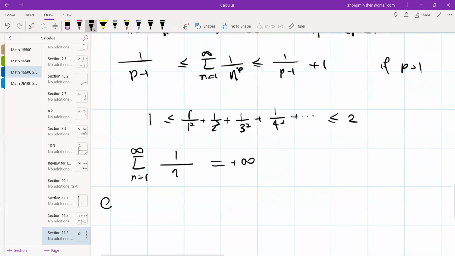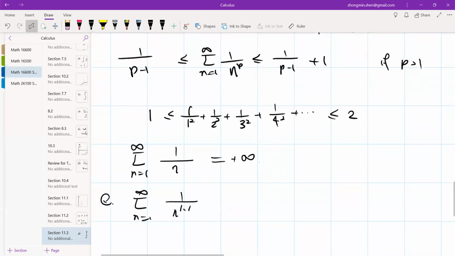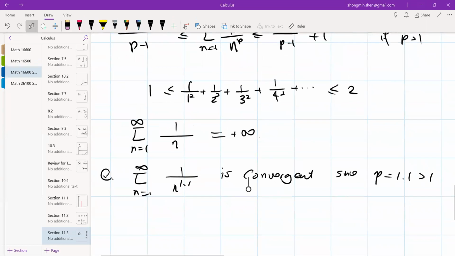How about the next one? I know 1 over n is divergent, and 1 over n squared is convergent. How about 1 over n to the 1.1? So this is definitely also convergent, and by the integral test, this is convergent, since p equals 1.1 is greater than 1. And you can estimate it using the above formula.